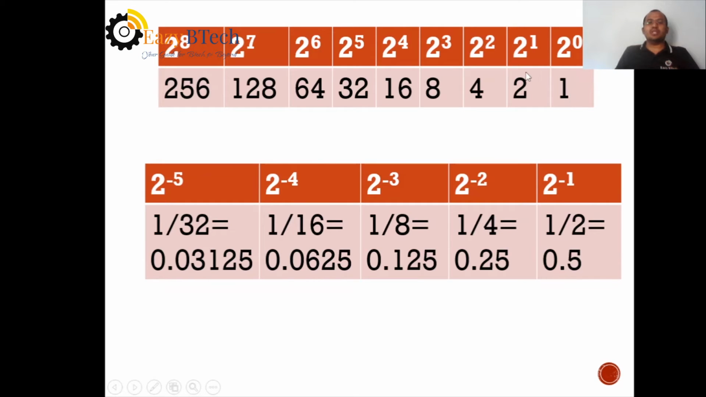These powers will be useful while finding the decimal equivalent for the given binary number. 2 power 0 means 1, 2 power 1 means 2, 2 power 2 means 4, 2 power 3 means 8, 2 power 4 means 16, 2 power 5 means 32, 2 power 6 means 64, 2 power 7 means 128, and 2 power 8 means 256. Similarly, 2 power minus 1 means 0.5, 2 power minus 2 means 0.25, 2 power minus 3 means 0.125, 2 power minus 4 means 0.0625, and 2 power minus 5 means 0.03125.